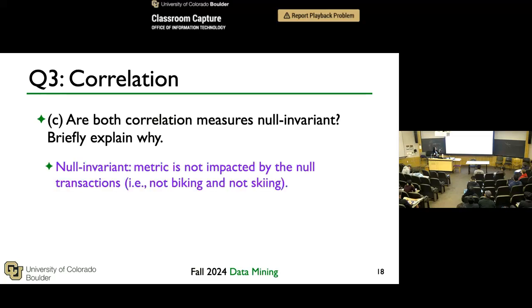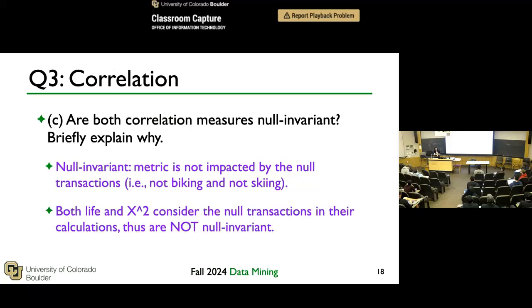In our case, a null-invariant measure is one that is not impacted by the null transactions, i.e., not biking and not skiing. But if you look at our formulas for calculating lift and chi-square, they do consider those. For chi-square, you have the expected value of the 0,0 cases, the not skiing, not biking scenarios. And for the lift value, the probability of skiing or biking also considers the scenario of them not occurring. So you do have that 230 value being considered in your calculations. Yes?